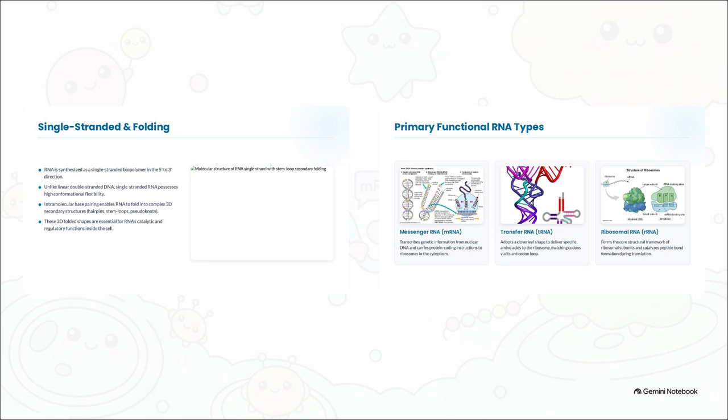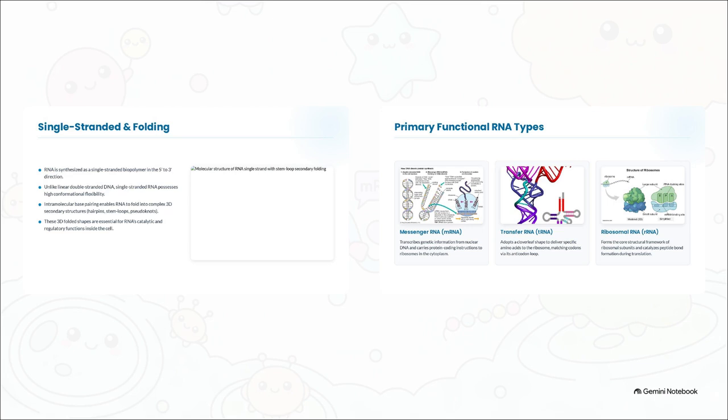Moving on, another massive architectural feature to talk about is directionality and form. RNA is synthesized in the 5' to 3' direction as a single-stranded biopolymer. Now, unlike the really rigid, linear, double-stranded nature of DNA, being single-stranded gives RNA this unbelievably high degree of flexibility. Through intramolecular base pairing, which is basically where the strand folds back and bonds with itself, RNA can contort into highly complex 3D secondary structures.